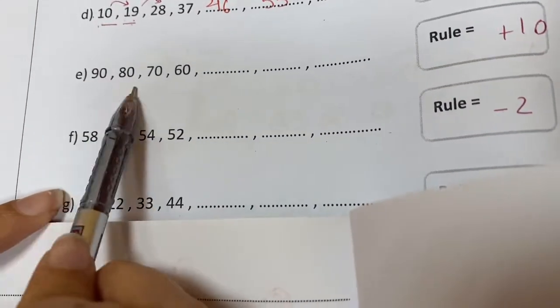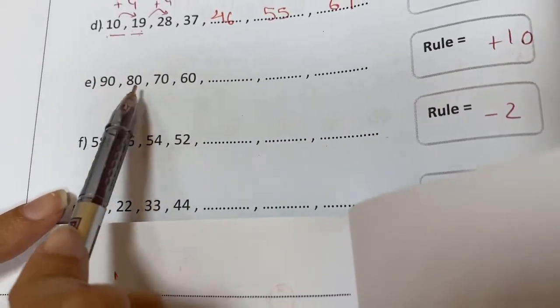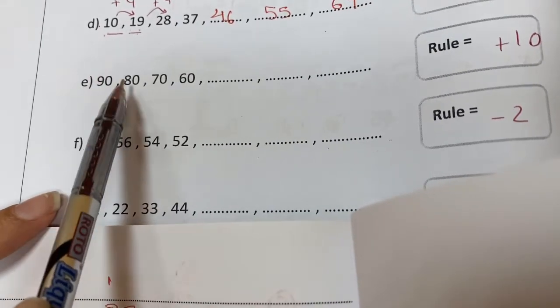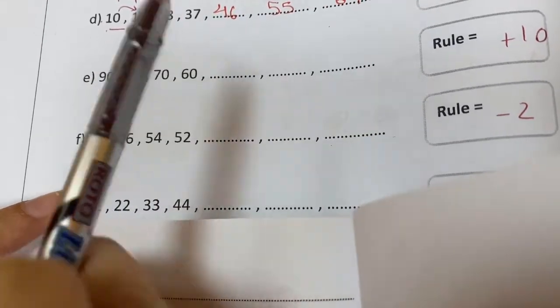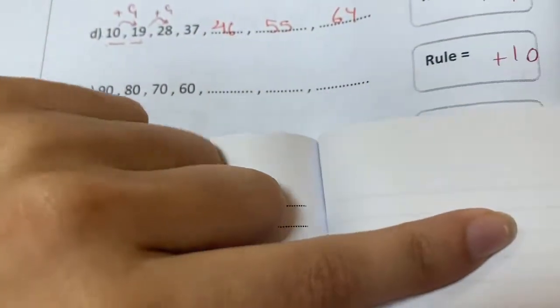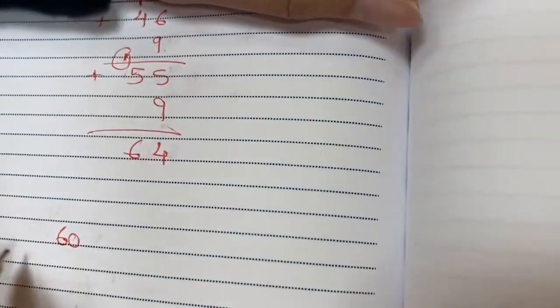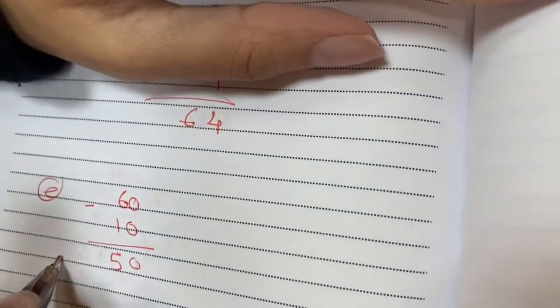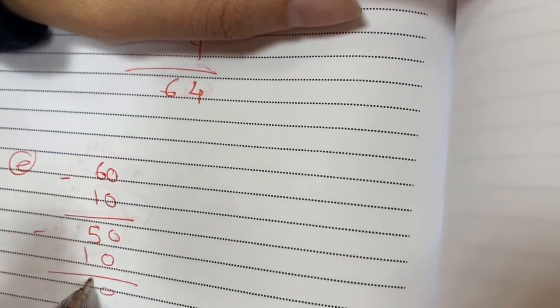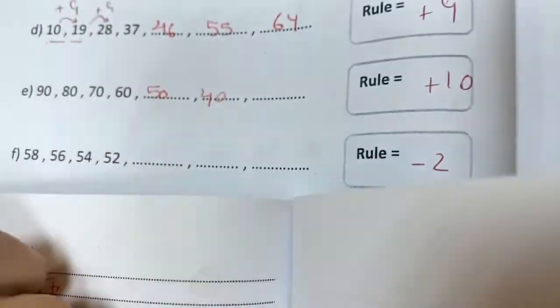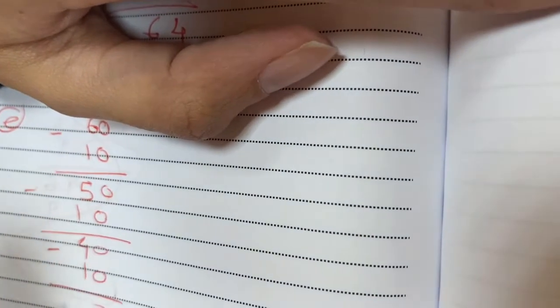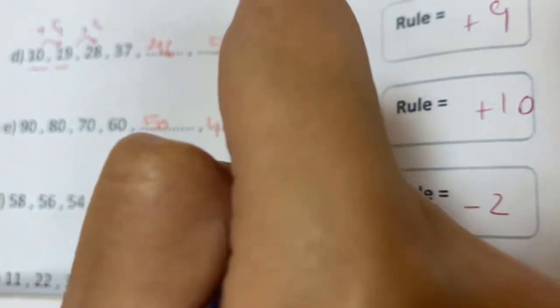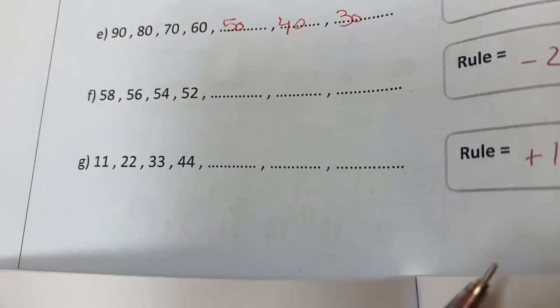Here in letter E, is the number getting smaller or getting bigger? The number is getting smaller. So we are going to make subtraction. 90 minus 80 equals 10. So you are going to subtract 10 each time. After 60, 60 minus 10: 6 minus 1 equals 5. So it's going to be 50. 50 minus 10, 5 minus 1 equals 4. So it's going to be 40. And 40 minus 10, 4 minus 1 equals 3. 30. So we are going to subtract 10 each time.